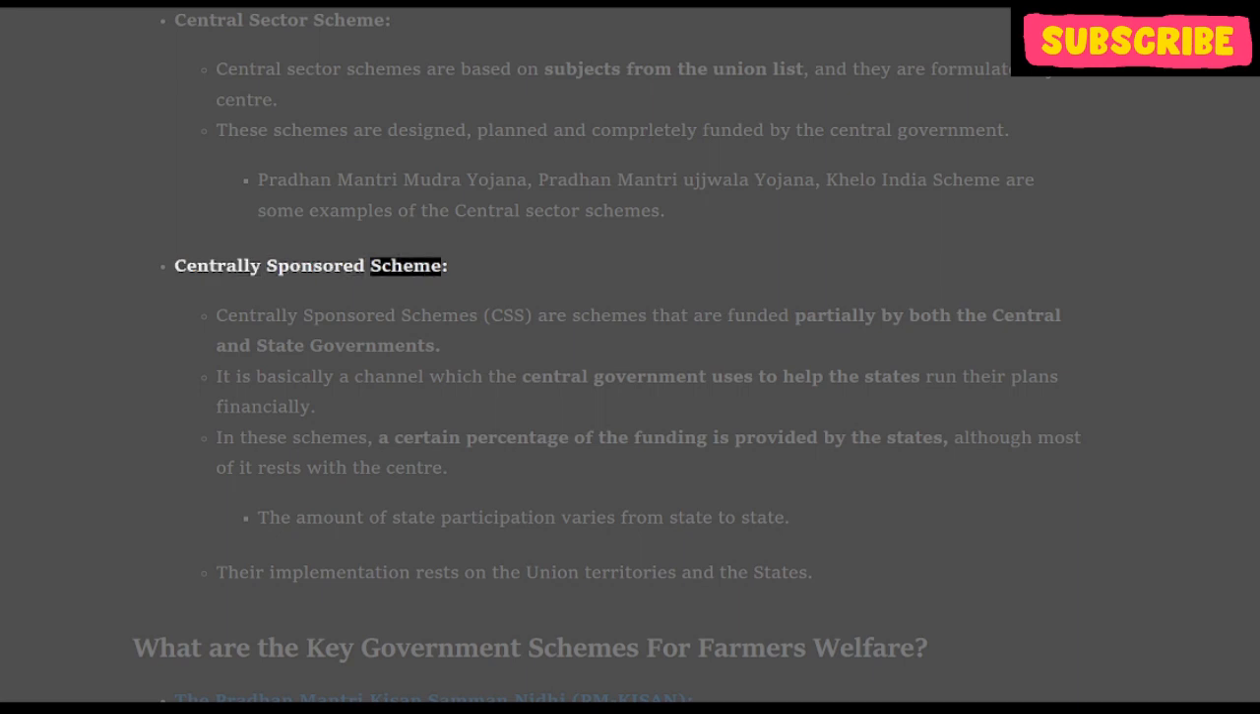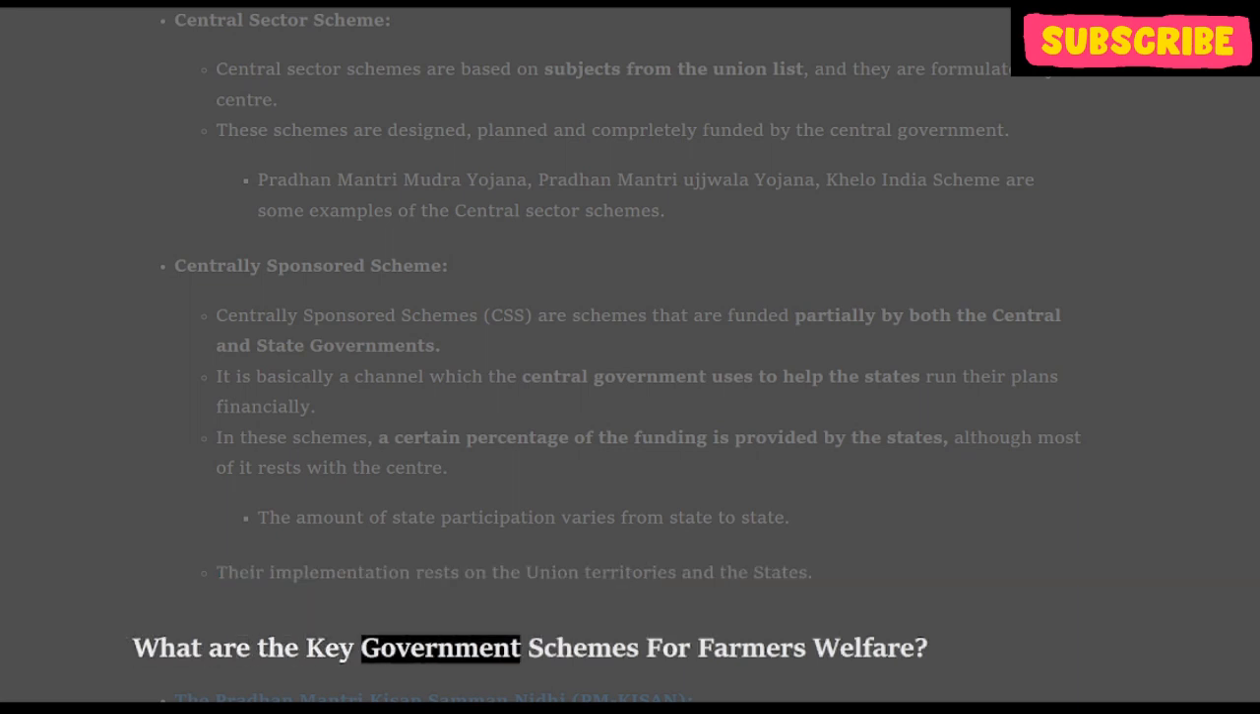Centrally sponsored scheme. Centrally sponsored schemes, CSS, are schemes that are funded partially by both the central and state governments. It is basically a channel which the central government uses to help the states run their plans financially. In these schemes, a certain percentage of the funding is provided by the states, although most of it rests with the center. The amount of state participation varies from state to state. Their implementation rests on the union territories and the states.